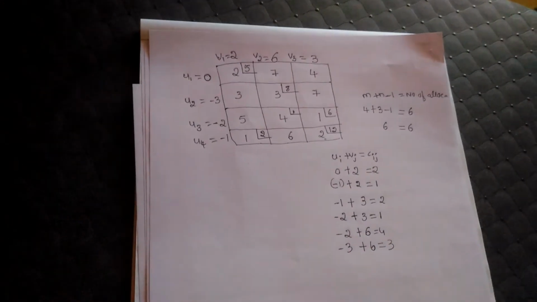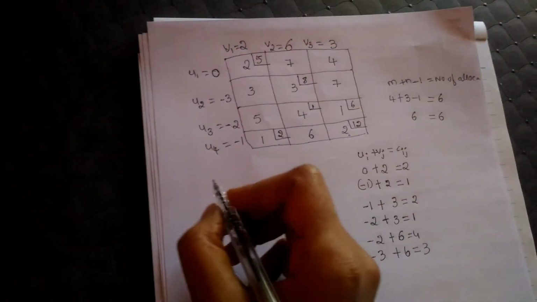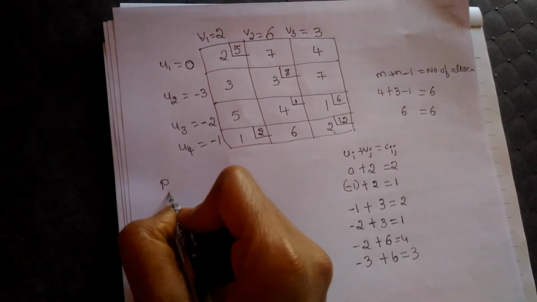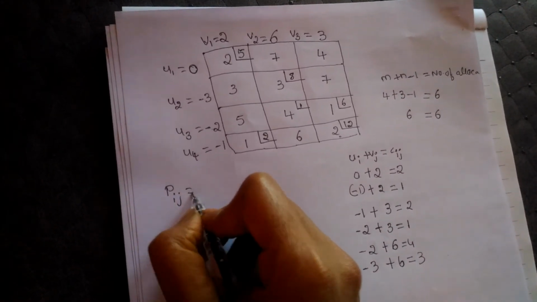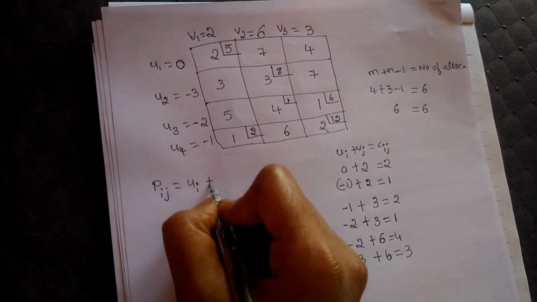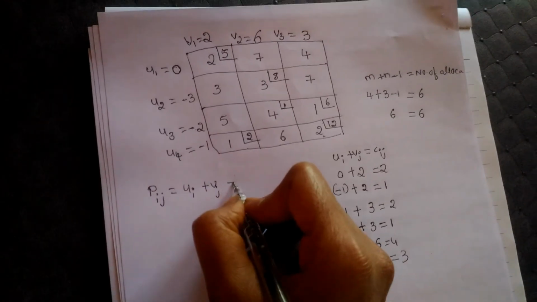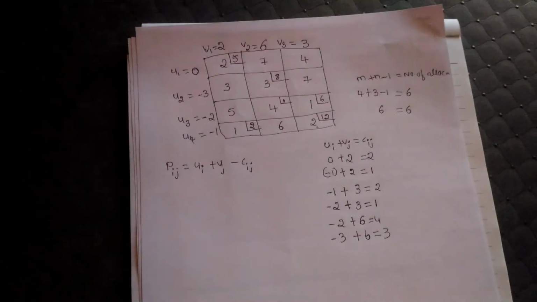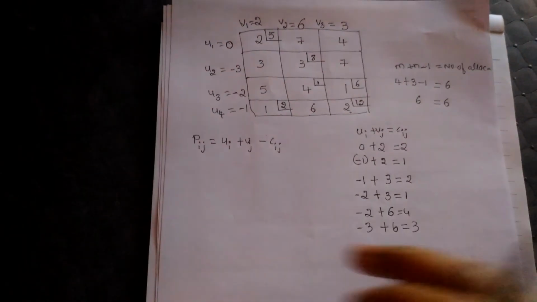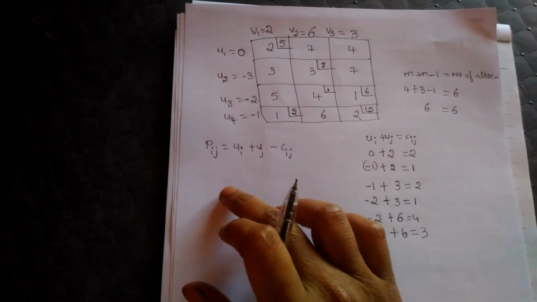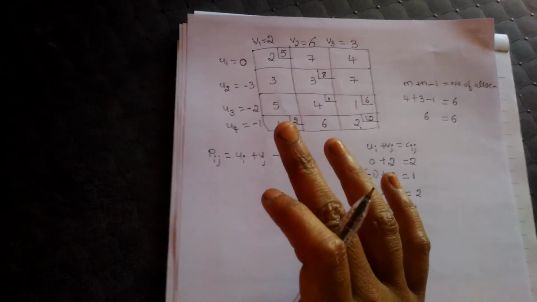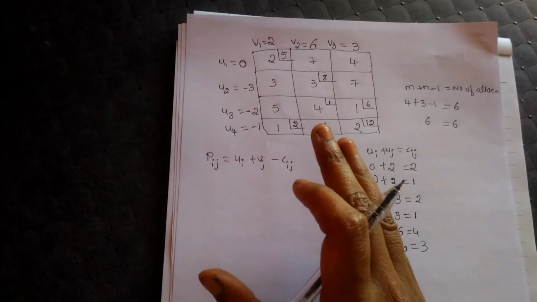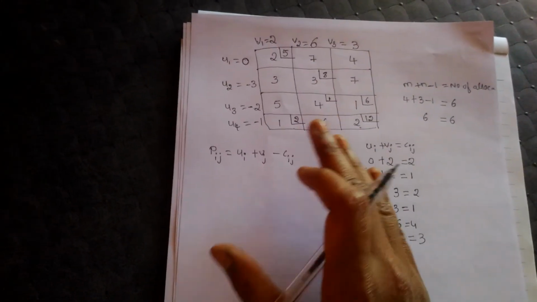Now we will have to find out the penalty. There is one more formula for penalty. Pij is equal to Ui plus Vj minus Cij. I will make use of all unallocated cells to find out the values of penalty for the given matrix. For the given matrix, we will find out the penalty only for an unallocated cell.